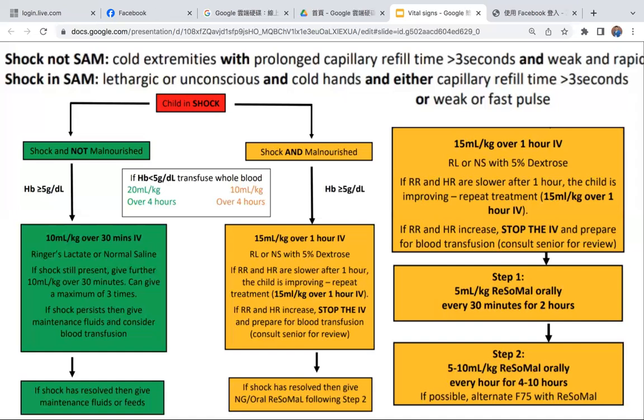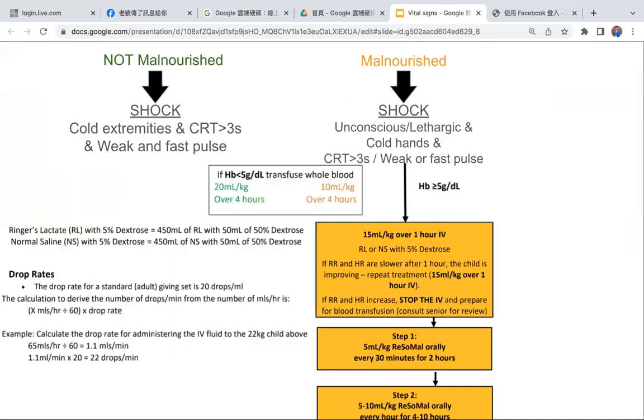After the blood transfusion and fluid resuscitation, you can consider ReSoMal. ReSoMal is a rehydration solution for malnutrition, and we'll talk about it later. We'll also talk about how to calculate the drop rates in a future lecture.